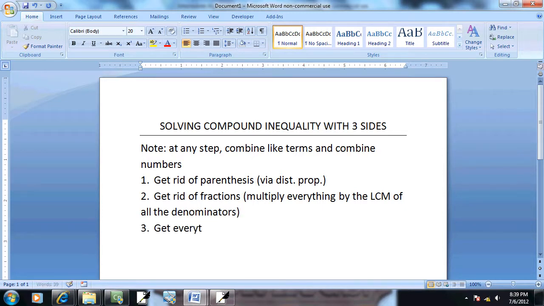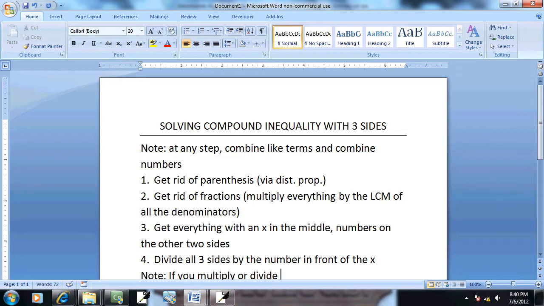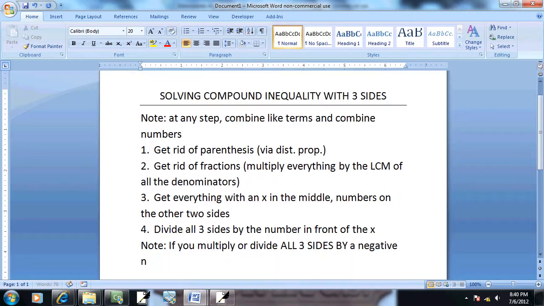Step 3, get everything with an X in the middle, numbers on the other 2 sides. And step 4, divide all 3 sides by the number in front of the X. And we have a note down here. It says if you multiply or divide all 3 sides by a negative number, flip the inequality symbol.